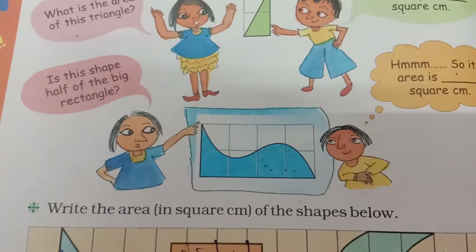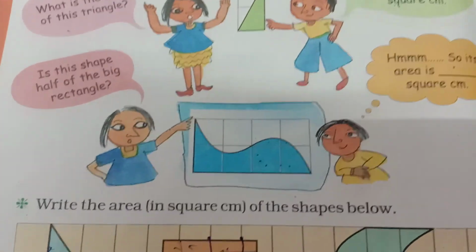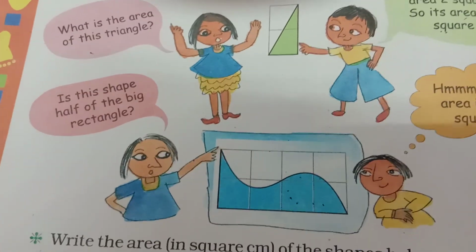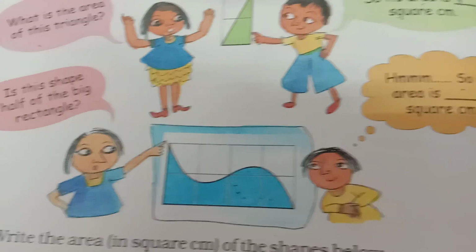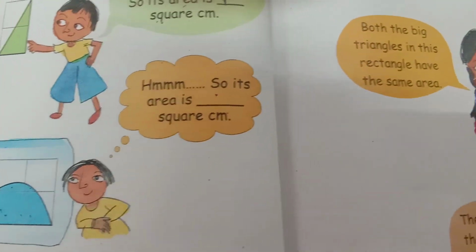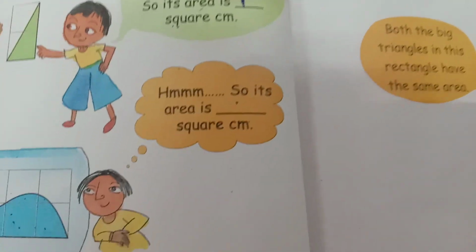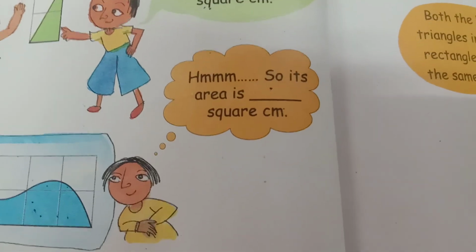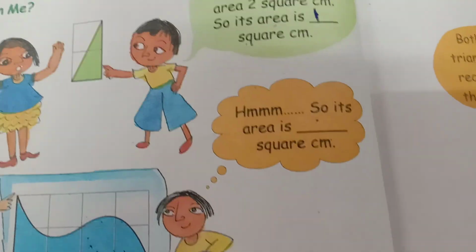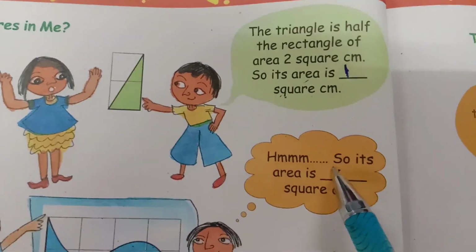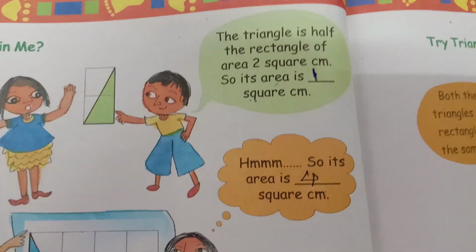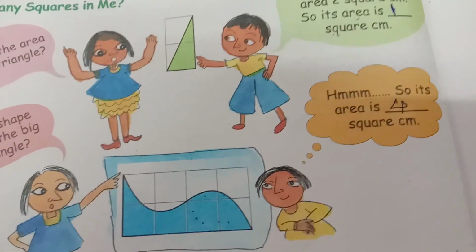Therefore, this shape is half of the big rectangle. Yes, this shape is half of the big rectangle. Now you see, so its area is dash square centimeters. Yes, it is 4 square centimeters. Area of this shape, how much is it? 4 square centimeters. Like this you can write 4 square centimeters.